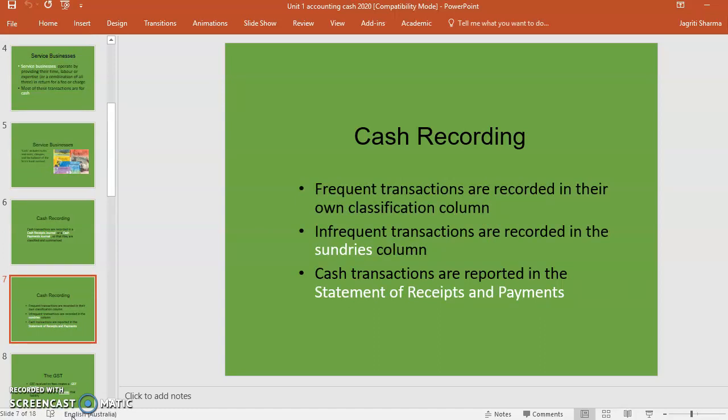Now cash recording. Frequent transactions are recorded in their own classification column. So the cash journal consists of many different columns. I'm going to show you an example, maybe in another video, of how to make a cash receipts and cash payments journal.